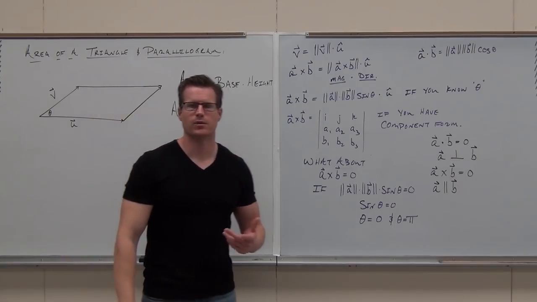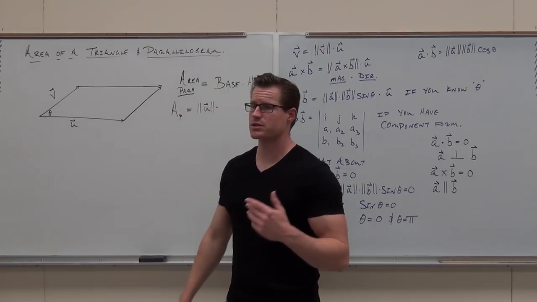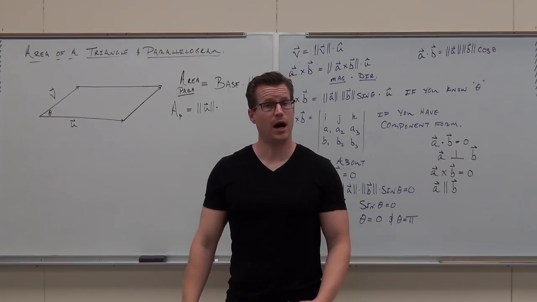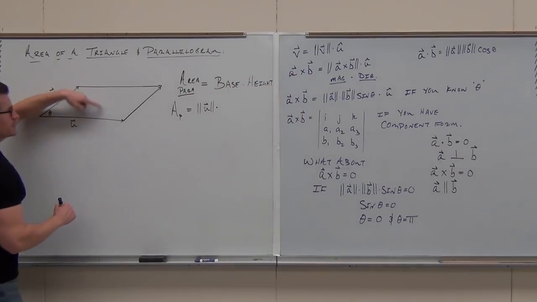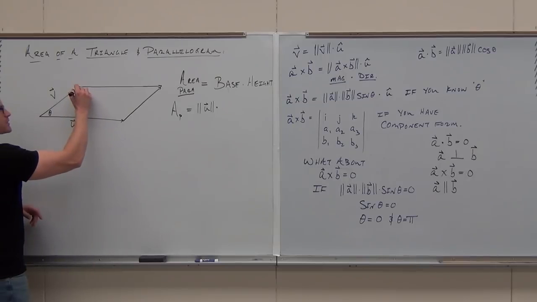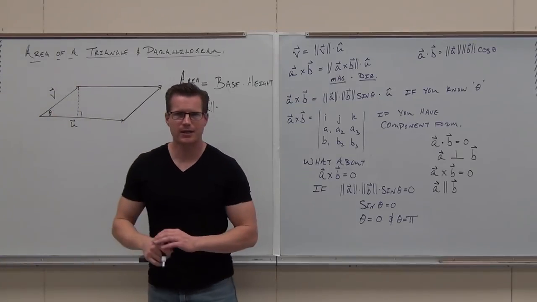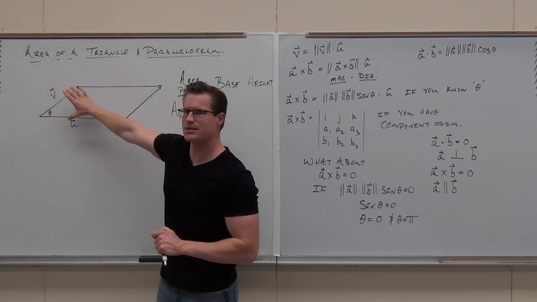Times the height. Now, okay, wait a minute, the height. True or false, the height is the magnitude of v? False. No, the height has to go from here to here. Or in other words, if I drop that, the height would be the distance of that dotted line. That's what the height is.